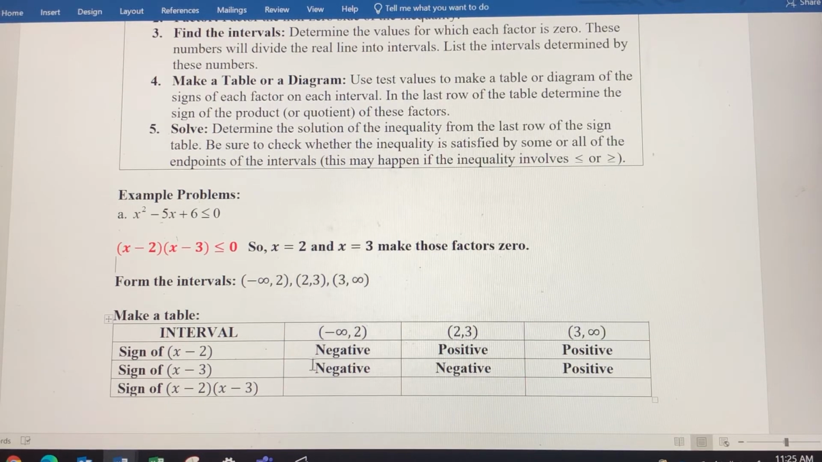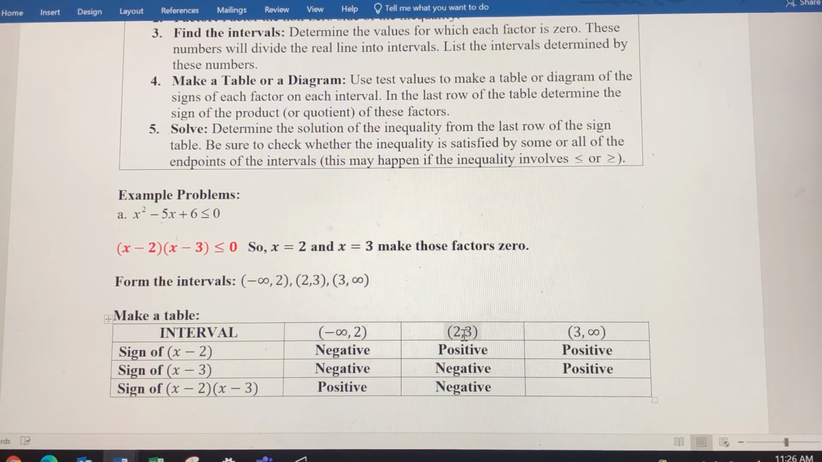If I've got a negative times a negative, then I'm going to get a positive value. So notice, from this interval, from negative infinity to positive 2, I get a positive value. Well, that's not what I want. My inequality here says it has to be less than 0, which means it's negative. So this interval is not part of my solution set. If I multiply a positive times a negative here, this is going to be negative. That's what I want.